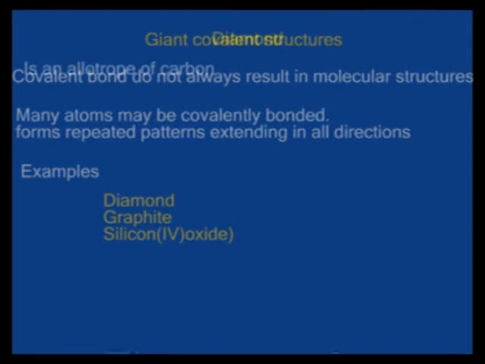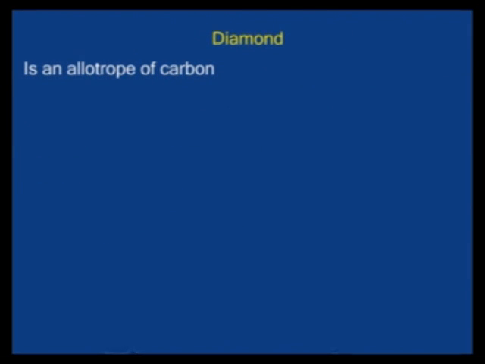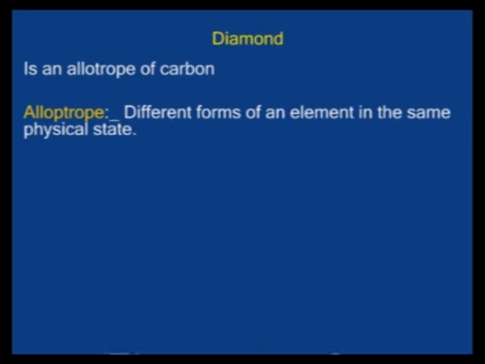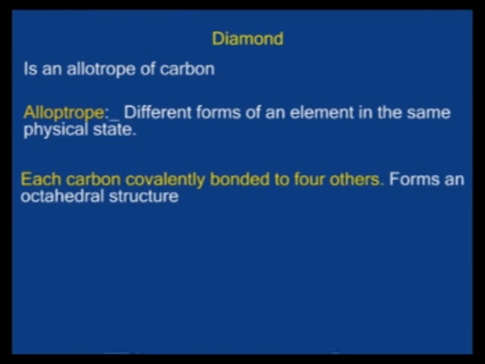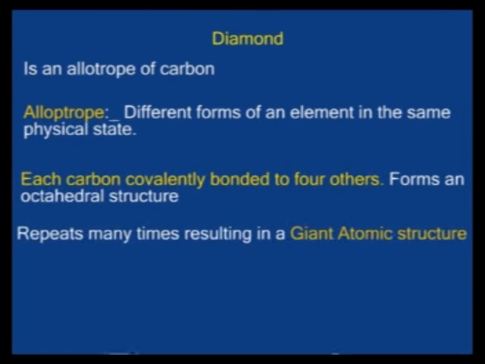Diamond is an allotrope of carbon. Allotropes are different forms of an element in the same physical state. In the diamond structure, each carbon atom is bonded to 4 other carbon atoms by strong covalent bonds. This forms a tetrahedral structure. This pattern repeats itself many times over, resulting in a giant atomic structure.